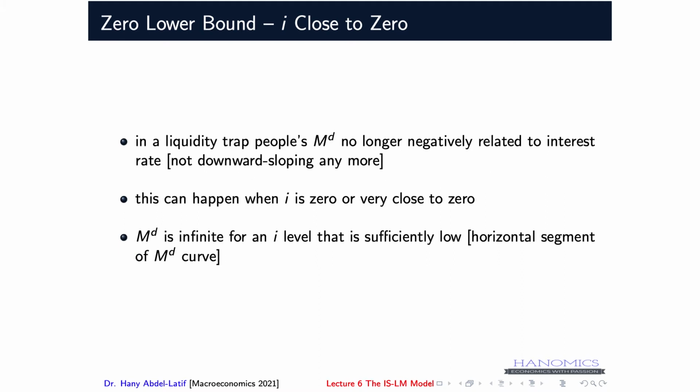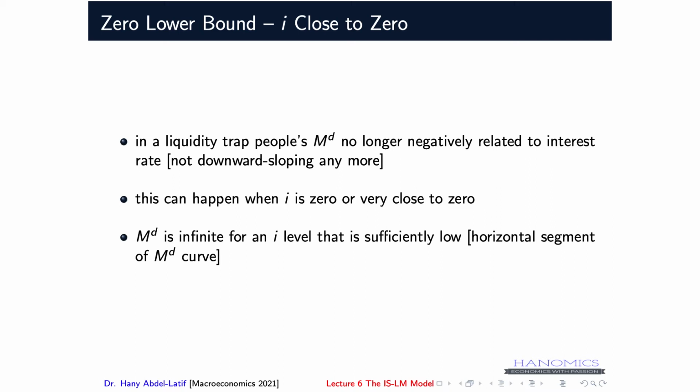In a liquidity trap, people's demand for money is no longer negatively related to the interest rate. Remember, that means it's not downward sloping anymore. But remember what we said when we discussed the factors that determine demand for money. We said it depends on transactions, which basically depends on income, and then the other two reasons, the precautionary or the speculative demand, both depend on the interest rate.